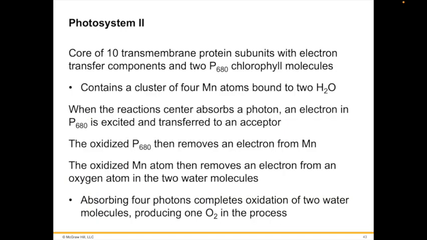The reaction center of photosystem 2 closely resembles the reaction center of purple bacteria. It consists of a core of 10 transmembrane protein subunits with electron transfer components and 2 P680 chlorophyll molecules arranged around this core. The light harvesting antenna complex consists of molecules of chlorophyll A and accessory pigments bound to several protein chains. The reaction center of photosystem 2 differs from that of the purple bacteria in that it also contains 4 manganese atoms. These manganese atoms are essential for the oxidation of water.